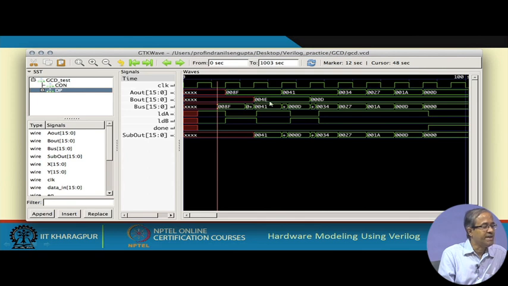So, 8f minus 4e, it becomes 41, 4e minus 41, it becomes 0d, 41 minus 0d becomes 34, 34 minus 0d is 27, 27 minus 0d is 1a, 1a minus 0d is 0d, they are equal. Now, you stop. Done gets activated here when they are equal. So, the result is 000d, which is 13, right.